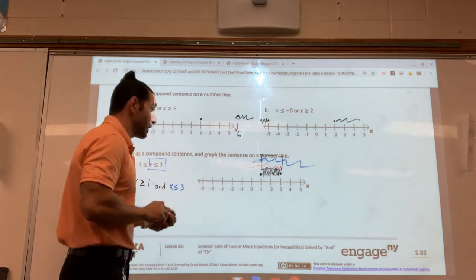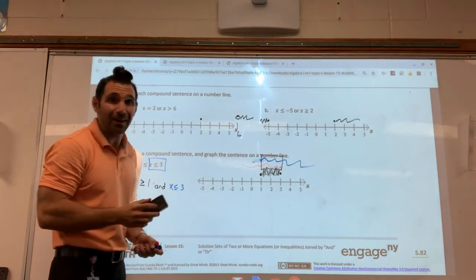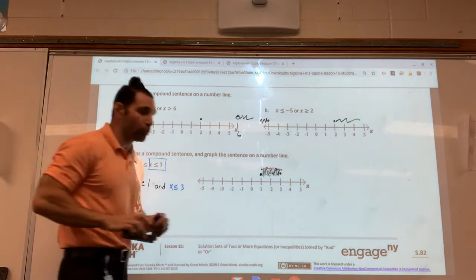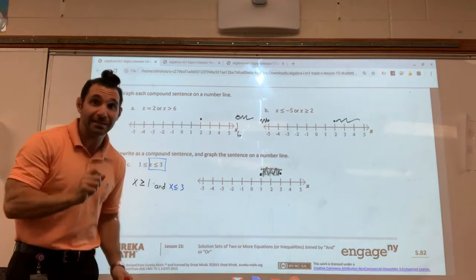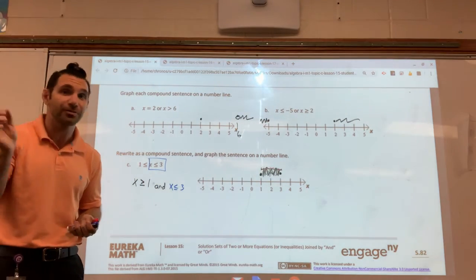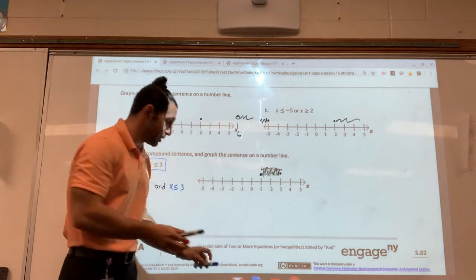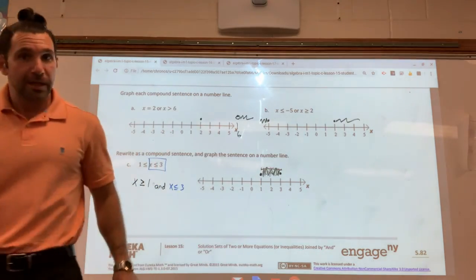So if I ask for an answer, I don't want to see all this multiple color. I don't want to see this blue. I don't want to see the red. I only want to see what the correct answer is. Don't make me have to guess, because if your shading looks off, I'm not going to know. That's your answer for these inequalities. Let's try another one.